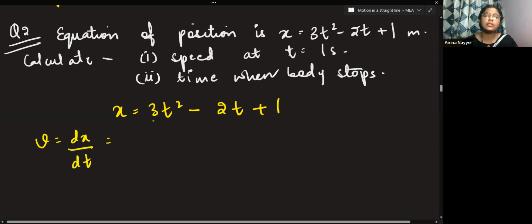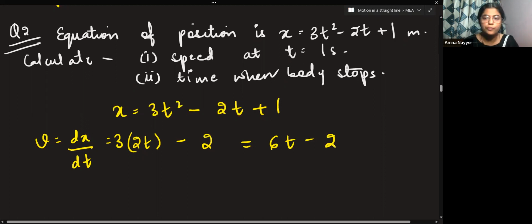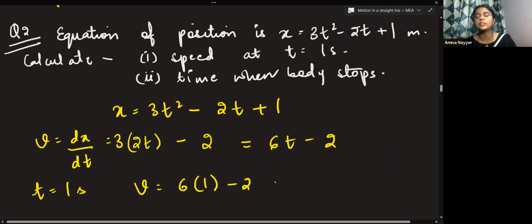So let us calculate the equation of speed. 3 is a constant, t square we did right now, that was 2t, minus 2 is a constant, t to the power 1 minus 1 becomes t to the power 0, so this becomes 1. Any variable to the power 0 is 1, and differentiating a constant gives 0. So the final equation of velocity is 6t minus 2. Now the speed at t equal to 1 second becomes 6 into 1 minus 2, which is 4 meter per second.